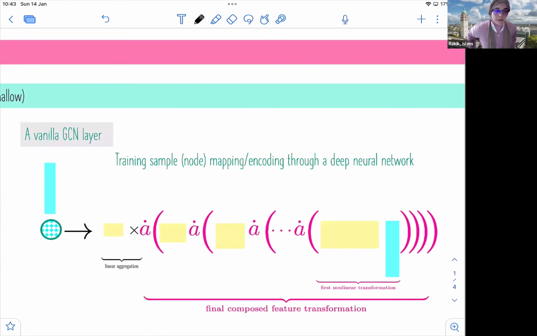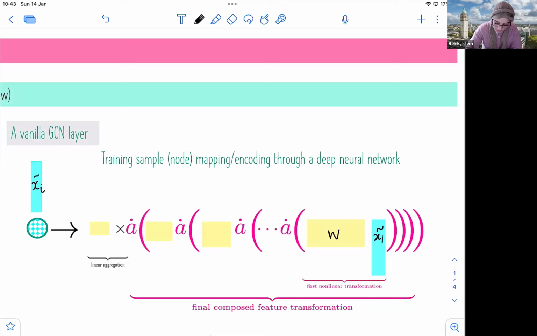So we have a vanilla GCN layer right here. The vanilla GCN layer will perform a very similar operation to a simple deep neural network. But let's look at what a deep neural network does. So we have an input training sample here, xi. Okay, so xi will be the input, and then we're going to transform it through multiple transformations that we're going to learn. So this transformation maps xi, the input, onto the next space.